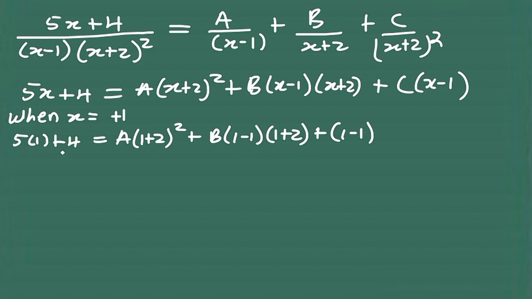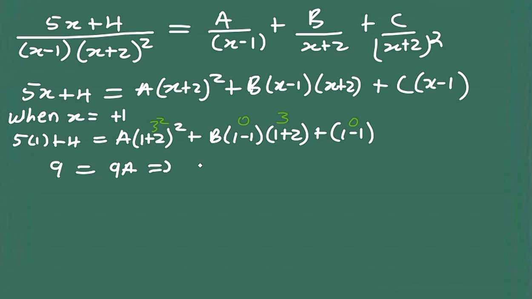When you simplify this, this is going to be 9 equals, so here will be 3 squared, which is 9. Here will be 0, this will be 0, 0 times 3, which is 0. So here will give us 9A.